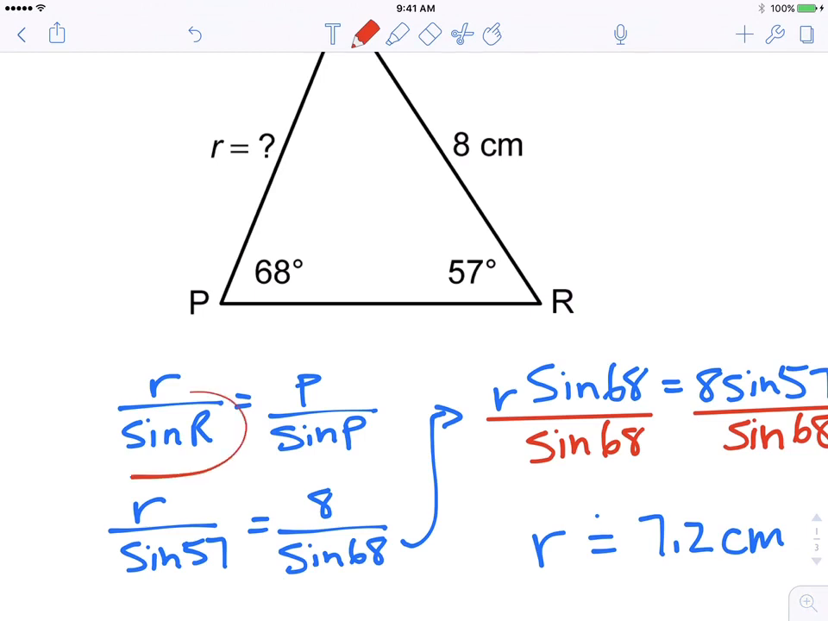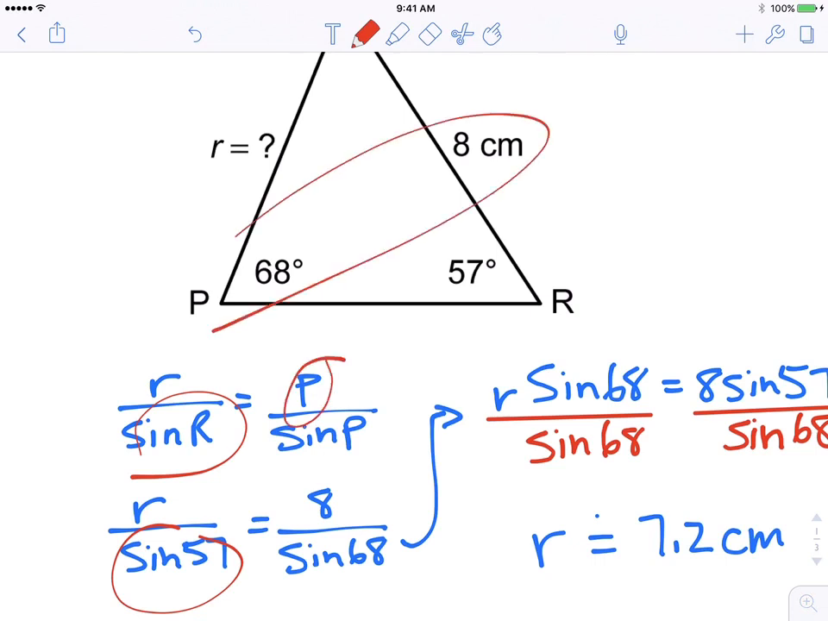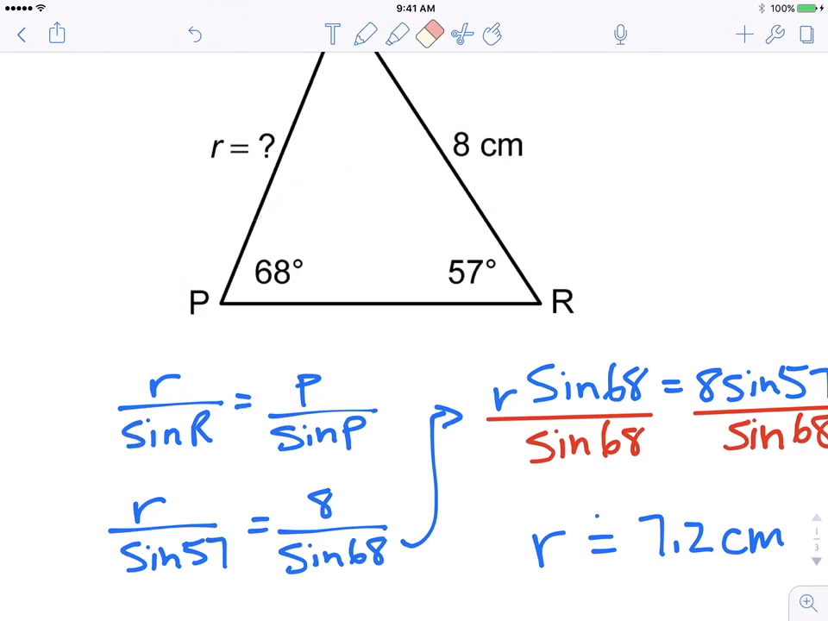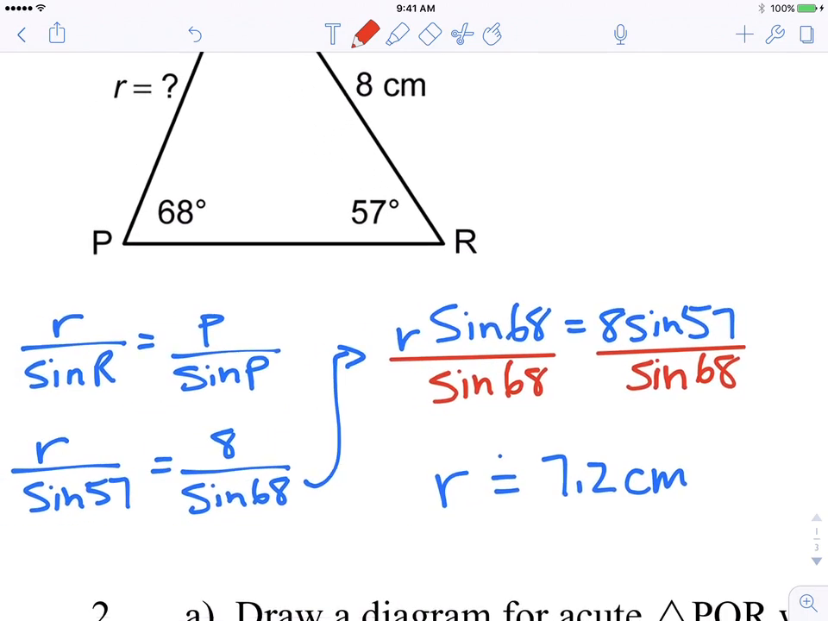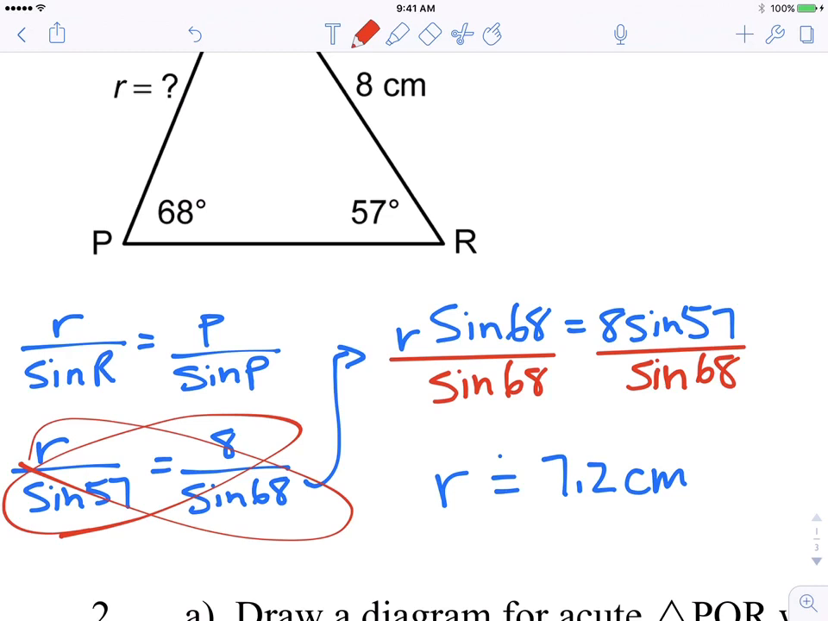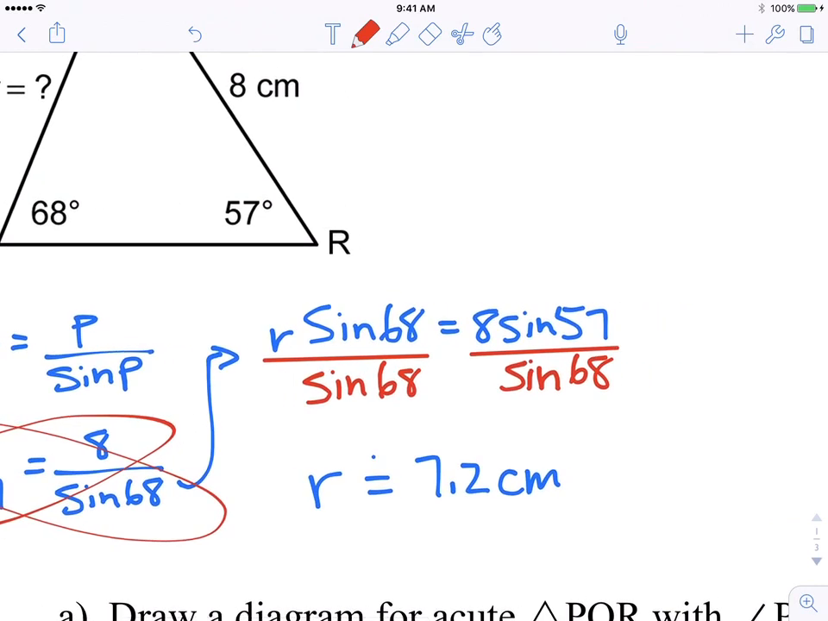I know that sine R is really sine 57. I know that P is actually, as you see here, 8 centimeters, and sine of angle P is sine of 68. And then once I know that, I cross multiplied, so I got 8 sine 57 equals R times sine 68, and then divide both sides by sine 68 to isolate R, and if you round to the nearest tenth of a unit, you get approximately 7.2 centimeters.